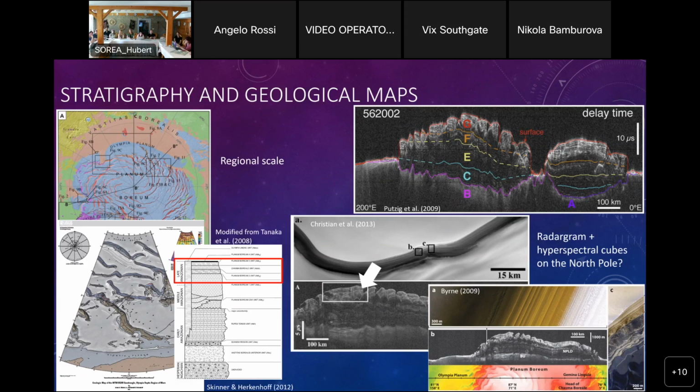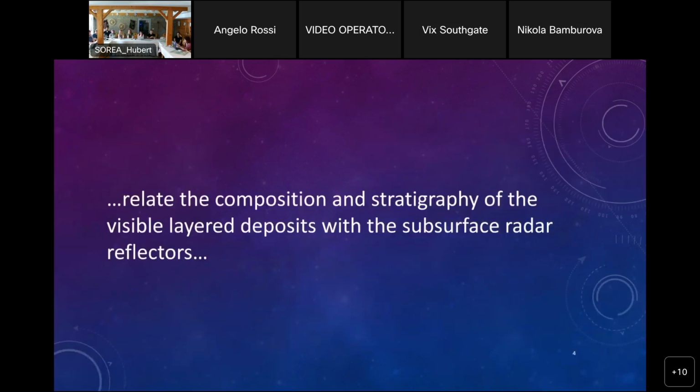This is an example from Putzing et al. It is a nice example. Another interesting thing that you can find in literature is the correlation between high resolution camera images like CTX and HiRISE with the radargrams. From this point, we start with our study. We want to relate the composition seen on the surface thanks to optical instruments, and so study the stratigraphy and correlate them with the radar reflectors visible in the radargrams.